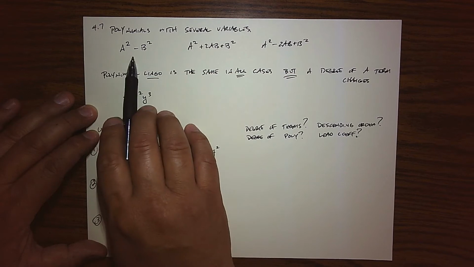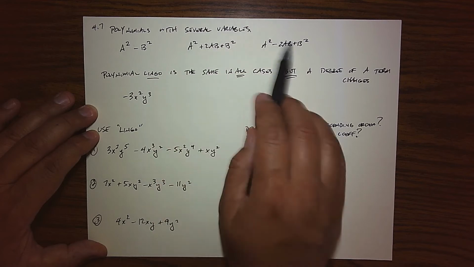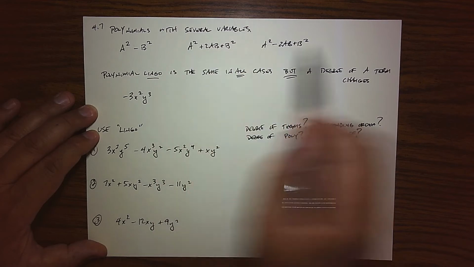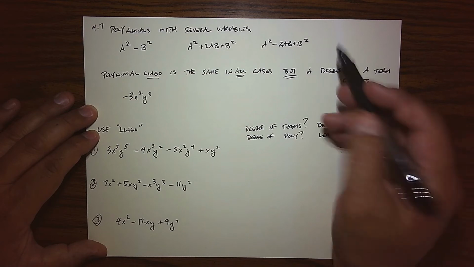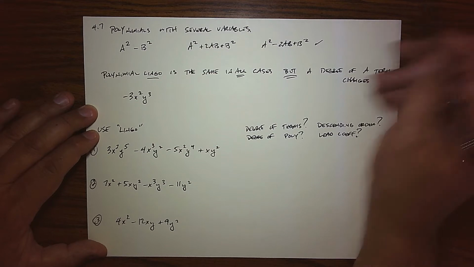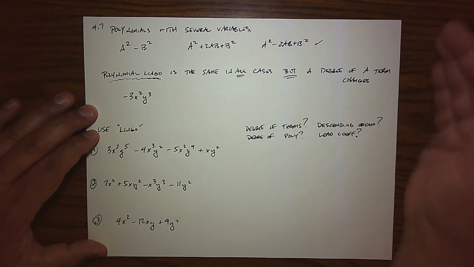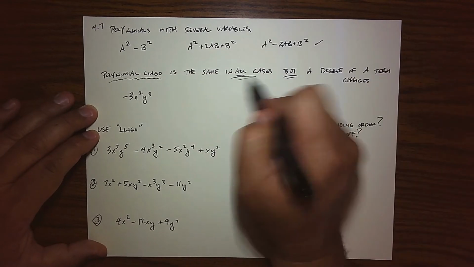So there's our difference of squares model. You can see it's a polynomial with two variables. Here's a perfect square trinomial and another perfect square trinomial, and both of them have more than one variable. So in 4.7, we're going to take a deeper look at these types of polynomials. The good news is all the polynomial lingo that we've learned up to this point still holds true. Everything is still the same.